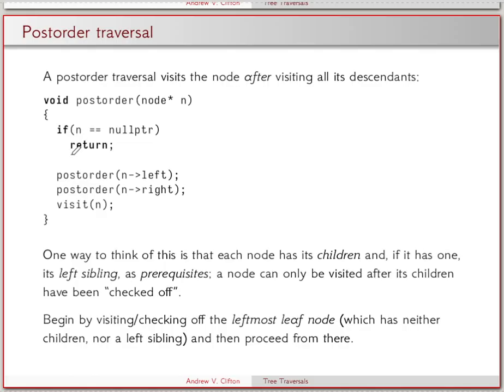And then finally, the last recursive one we have is a post-order, which just puts the visit after the two recursive calls. So we recursively go left and right, and then we visit the node. Another way to think of this in terms of prerequisites: the prerequisites for a node are both of its children and its left sibling. Those have to be checked off before we can visit the node. So again, we'll run through a post-order traversal and see what it does. Keep in mind, we have to check off both our children and our left sibling before we can process ourselves.